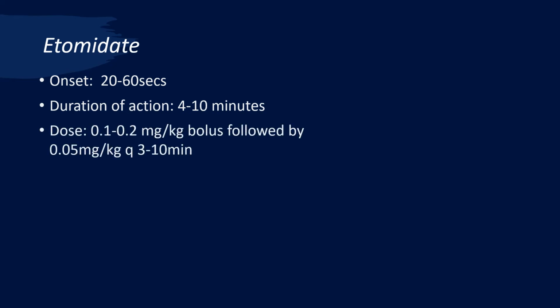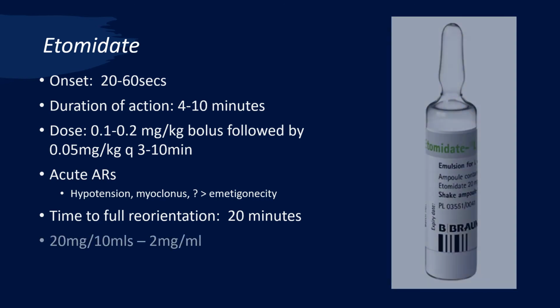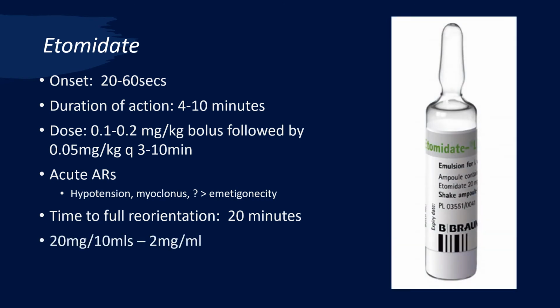The dose is equivalent to about 2 to 4 milligrams that is given in aliquots to the desired effect. Acute adverse reactions include hypotension, myoclonus, and possibly vomiting. Time to full orientation is up to half an hour. It comes in an ampoule containing 20 milligrams in 10 mils, which equates to 2 milligrams per mil when drawn up into a syringe.